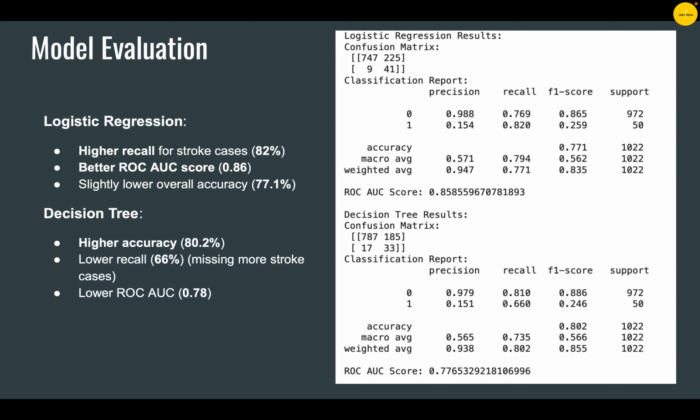So overall, even though the decision tree had slightly higher accuracy, logistic regression is clearly better at detecting stroke cases, which is exactly what we care about in this prediction task.